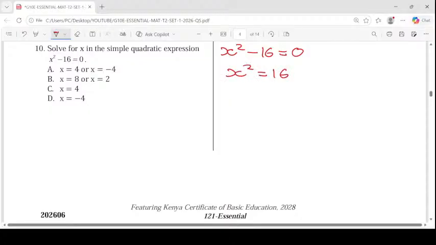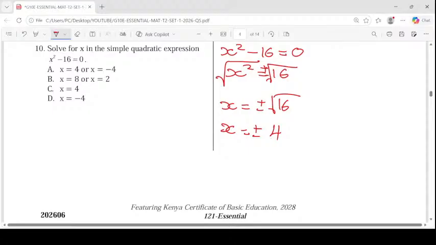To get x, what do you do? You square root both sides. So I square root here, I square root here. Whenever you square root, remember the plus or the minus. So when I square root, I'm going to get x is equivalent to the plus or minus the square root of 16. So this becomes x is equal to plus or minus root 16, which is 4.